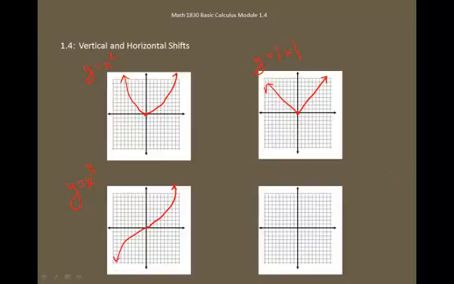And the final graph that we're going to look at is y equals the square root of x. This graph starts at 0, 0 and goes like this. Now notice that this graph has no domain on the left hand side. That's because you can't put in negative numbers for x.